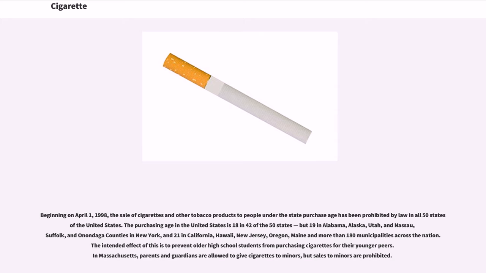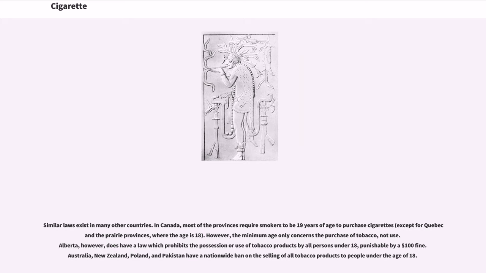In Massachusetts, parents and guardians are allowed to give cigarettes to minors, but sales to minors are prohibited. Similar laws exist in many other countries.